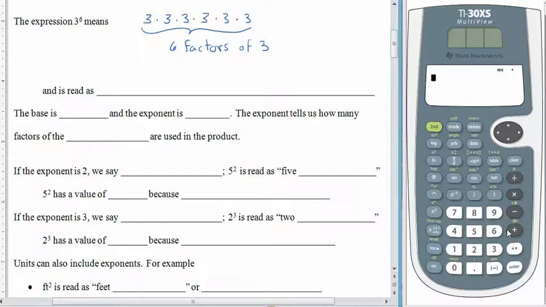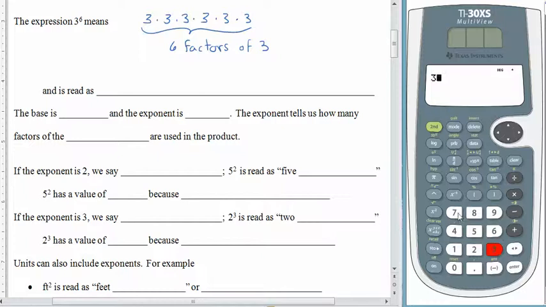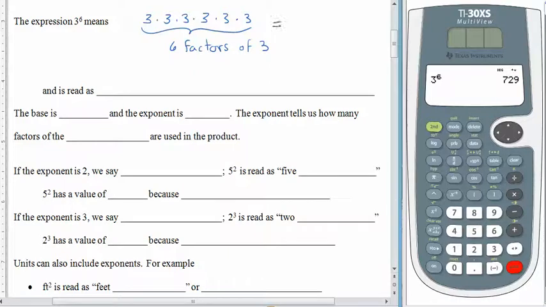On your calculator, if we wanted 3 to the 6th power, we would need a 3. And then we would have this exponent key, this little caret, to push the exponent up into position. And the 6 is written as a superscript. And then we press enter. We see that the value is 729. This is read as 3 to the 6th power.